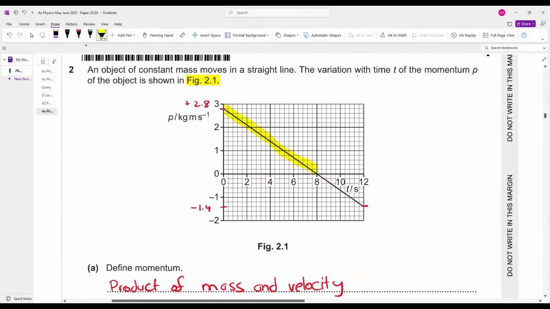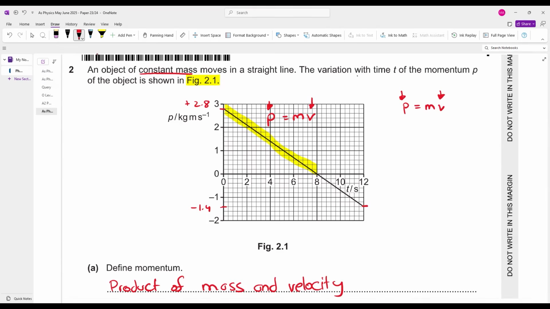Beta, can you realize in this highlighted region momentum is decreasing? आपका मास जो है वो कांस्टेंट है. Here it is given. For momentum to decrease, if mass is constant, what can decrease? Velocity will decrease. So from 0 to 8 seconds, ये बात तो confirm है कि if momentum is decreasing and mass is constant, the only variable that can decrease is velocity. From 0 to 8 seconds, velocity is decreasing.